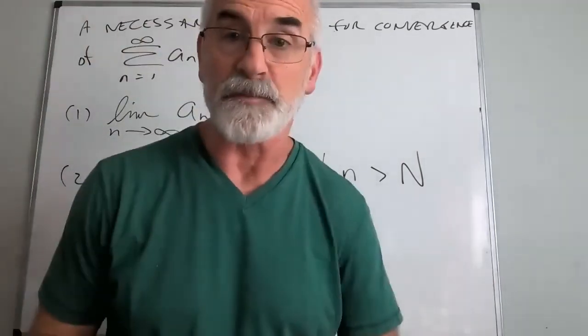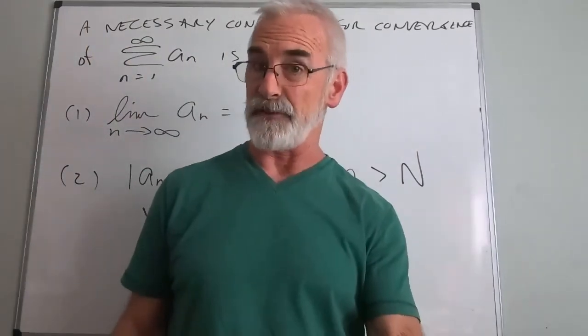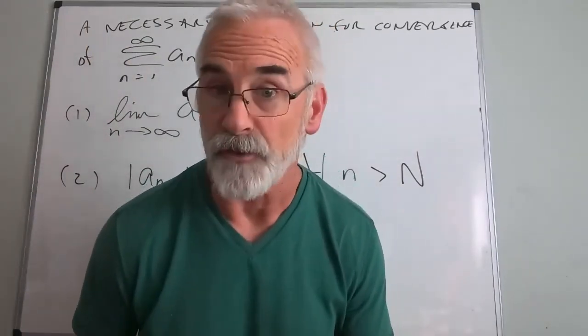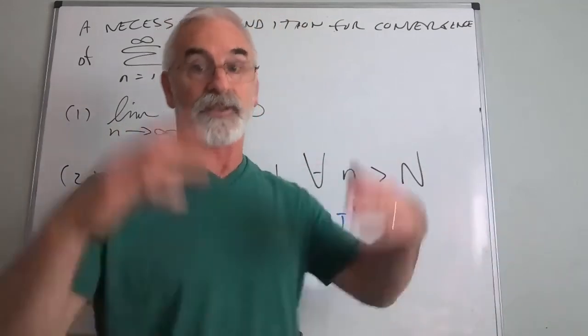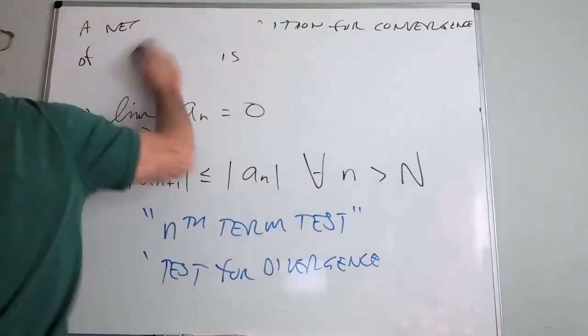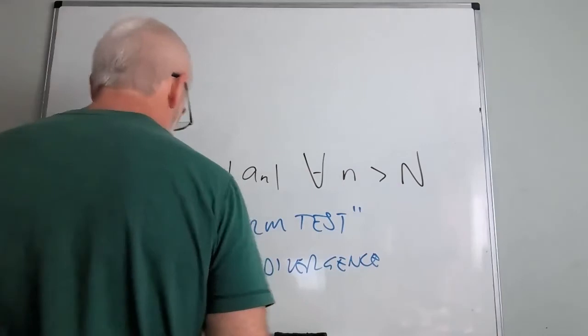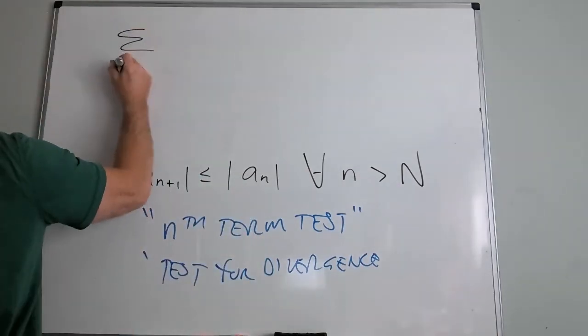And what the nth term test means is it's a necessary condition for convergence. But passing the nth term test does not mean you're going to converge. Failing the nth term test guarantees divergence. And I'll show you this. One of these we're going to look at next day. We're not going to look at it today. Right now, I'm going to tell you the following.